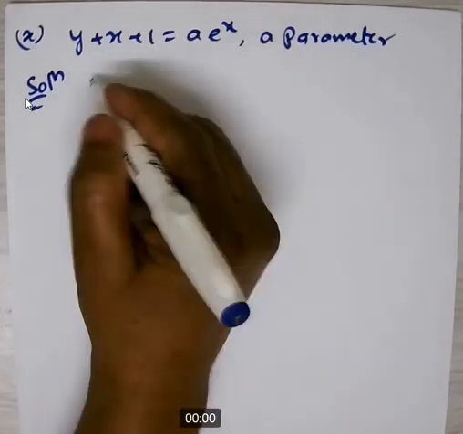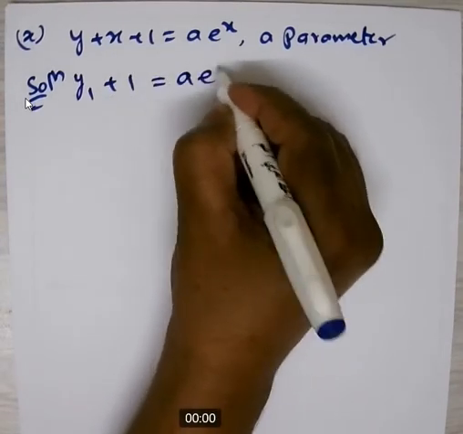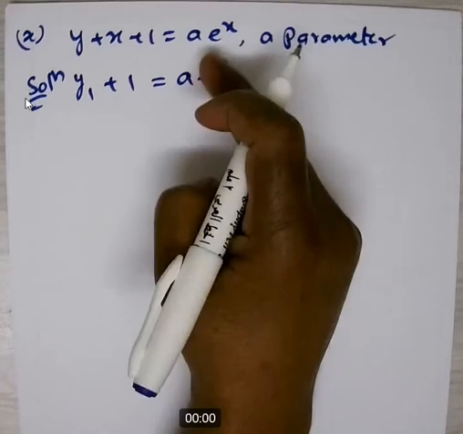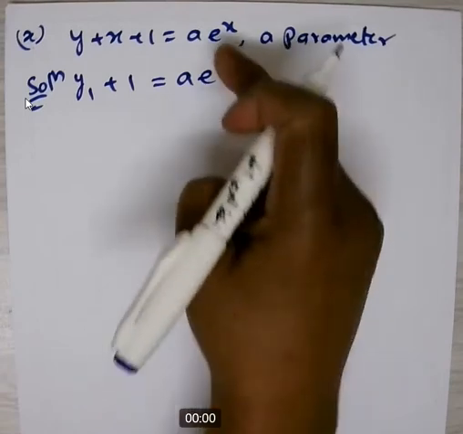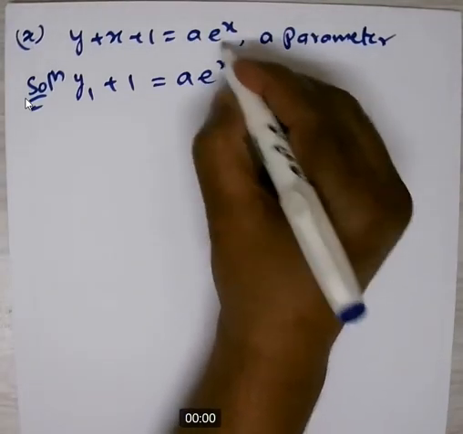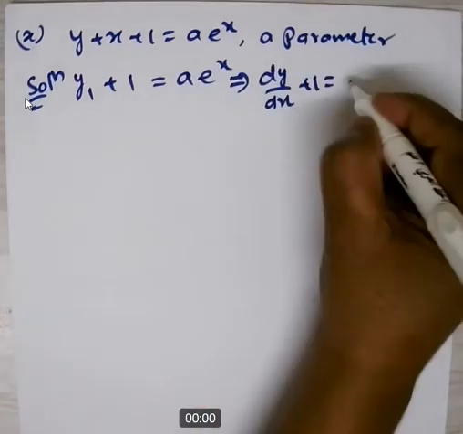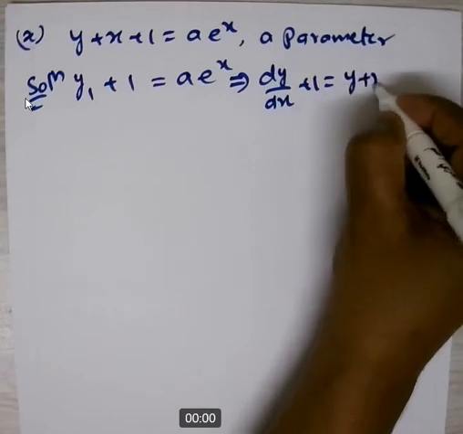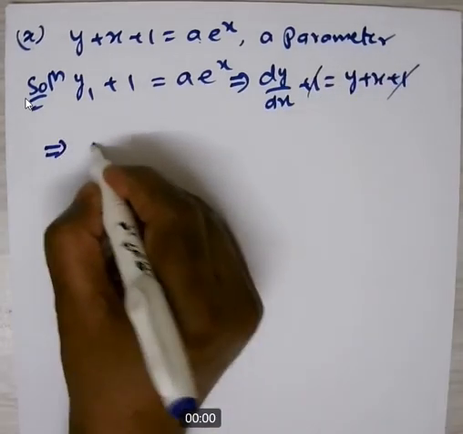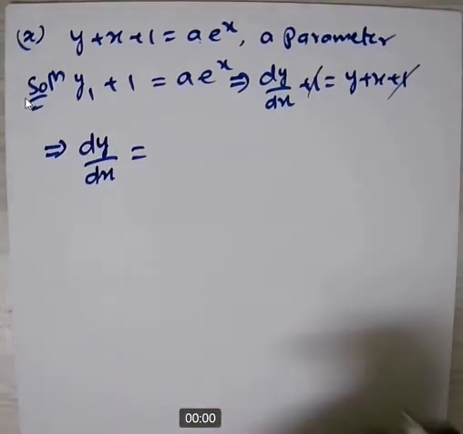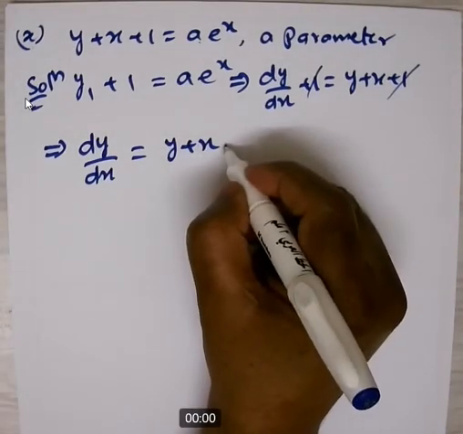After the derivative, the derivative of y is y1 plus the derivative of x is 1 equal to a e power x. This is not yet the formation of the differential equation because a constant or parameter is involved here. So using the given equation, we get dy dx plus 1 equals a e power x, which means y plus x plus 1. Now can I cancel this one? Yes. If you cancel it, you get dy dx equal to y plus x. Now this is the formation of the differential equation.